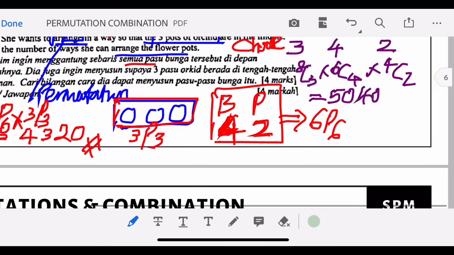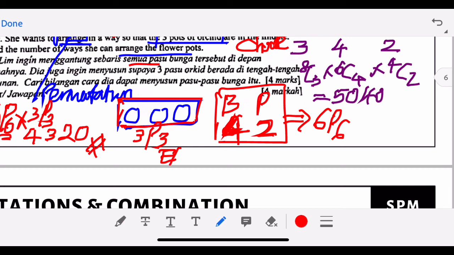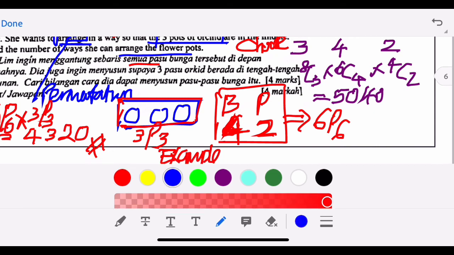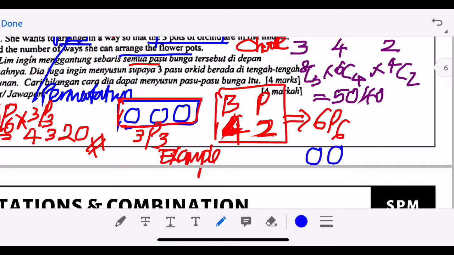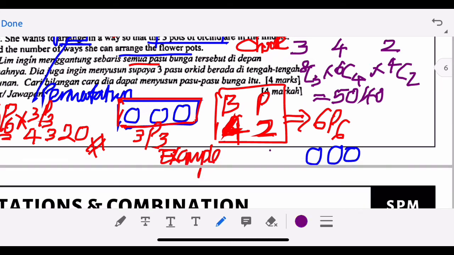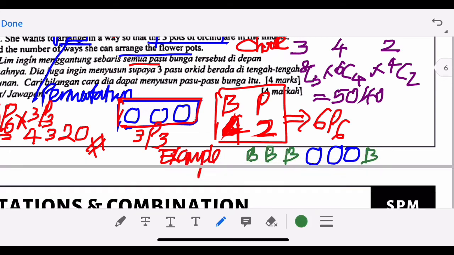So this is permutation, because the question mentioned the word arrange in order. When you read the question, you need to be very careful with the keywords used. When they say arrange, it means the order is important. Keep on doing, so that you will master permutation and combination.